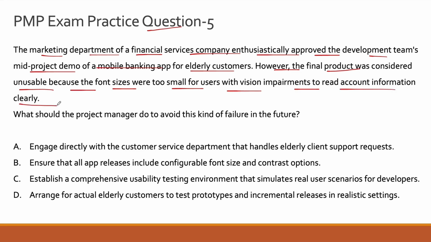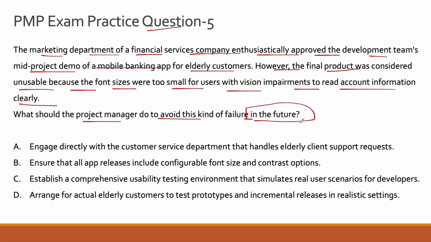Typical scenario where there is a product feature mismatch with the end users. So what should the project manager do to avoid this kind of failure in the future? So the key phrase here is in the future. The question is not asking about what the project manager should do now to salvage the situation, but it is very important for you to note that it is asking for a preventive measure, which is a learn-from-experience that will be a good learning point for this project manager or any other project manager who is doing a similar project at a future date.